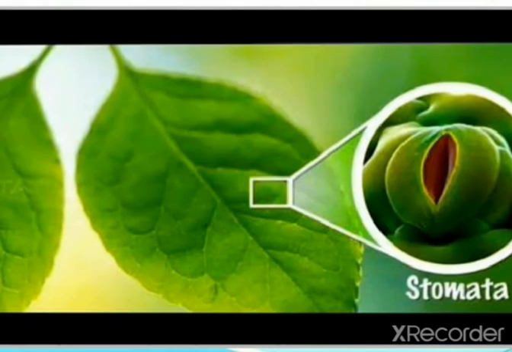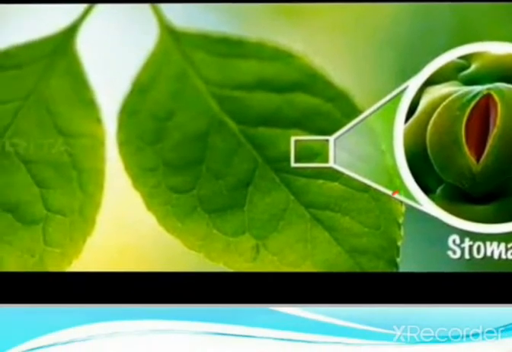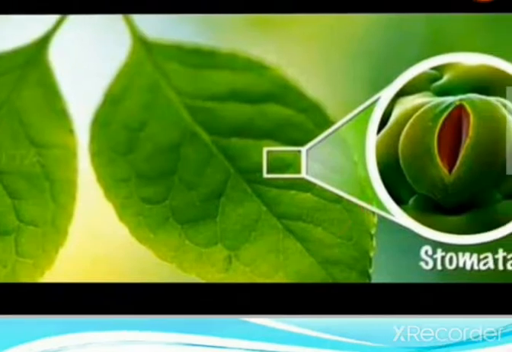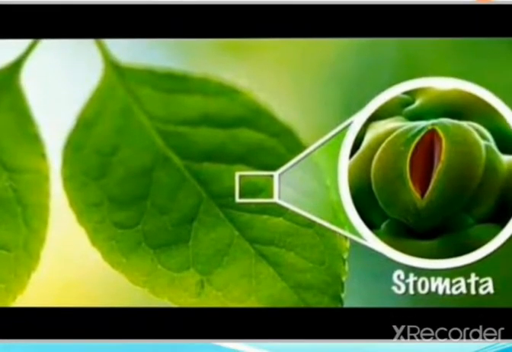Students, microscopic view of stomata. Stomata are the small openings found on the epidermis of leaves, which are involved in gaseous exchange and transpiration. Now my question is, what is meant by transpiration? It is nothing but the excess amount of water in the plants being vaporized through the stomata, which is called transpiration.